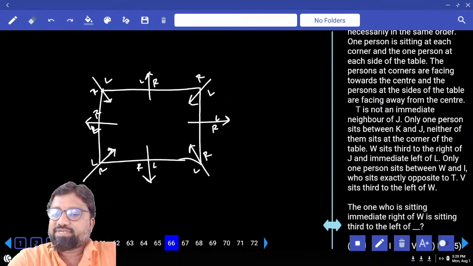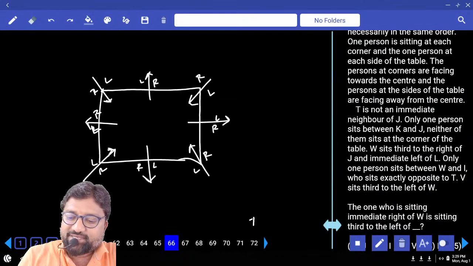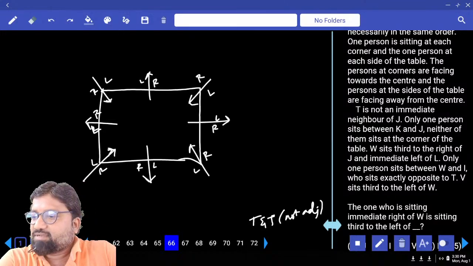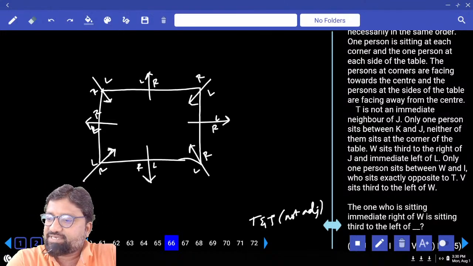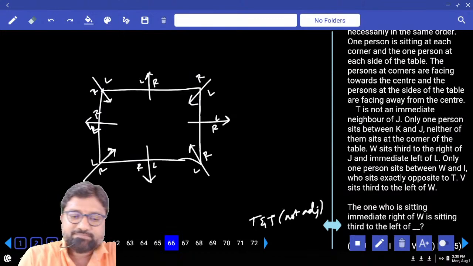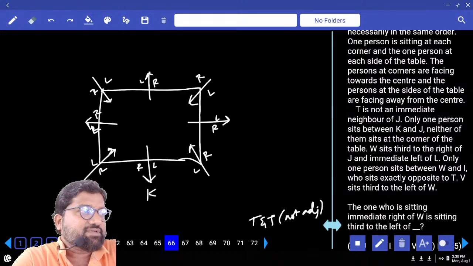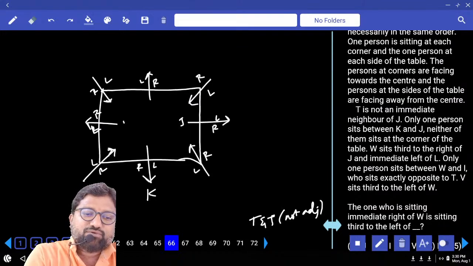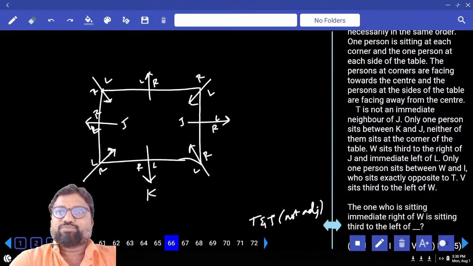T is not an immediate neighbor of J. T and J adjacent or not adjacent? Not adjacent. Next line. Only one person sits between K and J. Neither of them sit at the corners of the table, and both of them are supposed to sit at the middle of the table. So this is K. Maybe I can take J here or I can go for J here. How many possibilities? 2 possibilities.